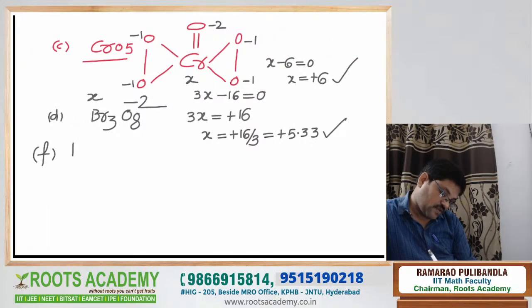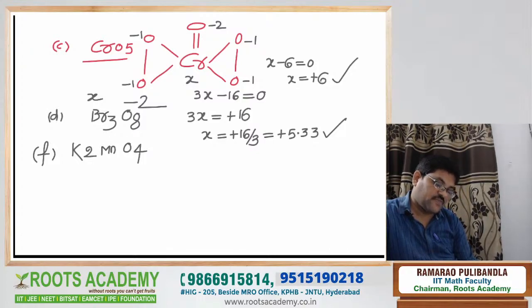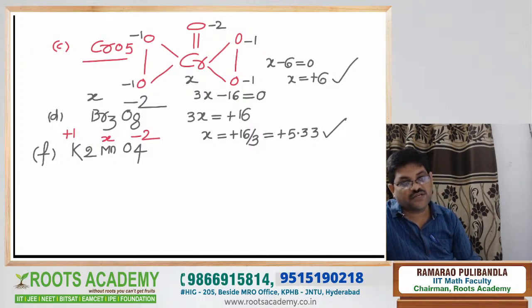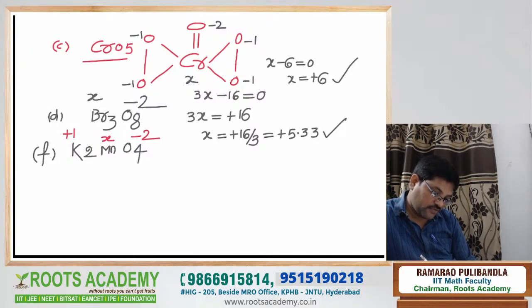K2MnO4. Potassium manganate. With respect to potassium manganate, potassium belongs to the alkali metals, so plus 1. Oxygen is -2. Manganese is x. The sum of the oxidation numbers equals 0. Yes or no? Therefore, you write 2 potassium atoms, 1 manganese atom, and 4 oxygen atoms.